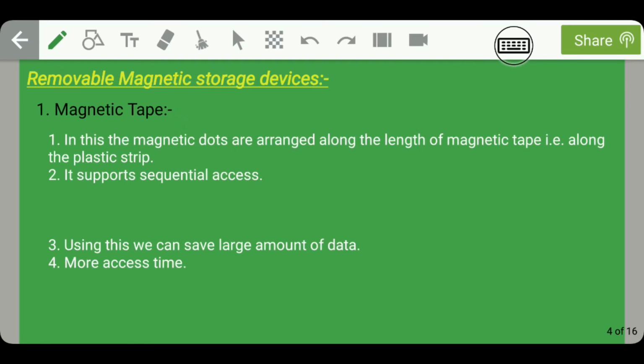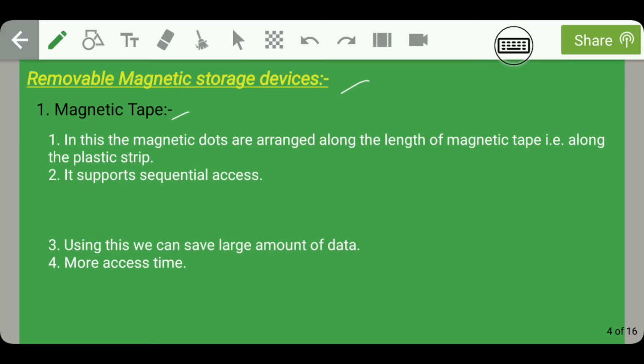So guys, let us discuss in more detail the functioning of this magnetic tape, magnetic disk and this hard drive. Guys, talking about removable magnetic storage devices, the first type discovered was magnetic tape. In this, the magnetic dots are arranged along the length of the magnetic tape, that is along the plastic strip. Moreover, these magnetic tapes support sequential access.